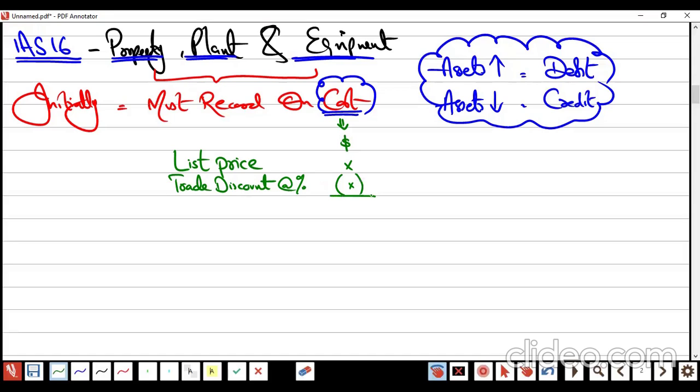Trade discount is a discount at the time of purchase. What is trade discount? Discount at time of purchase, which is also known as bargaining discount. Bargaining discount will be deducted from the list price. After that, we have a value. We assume that this is the cost of the asset, but it's not the case.